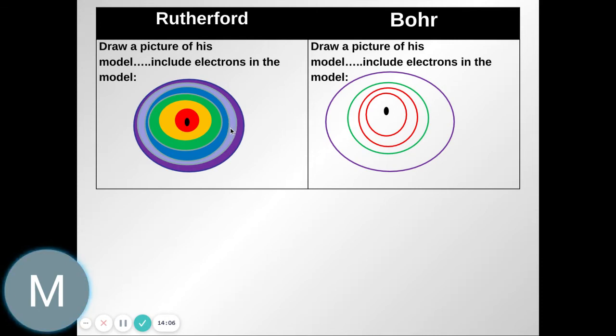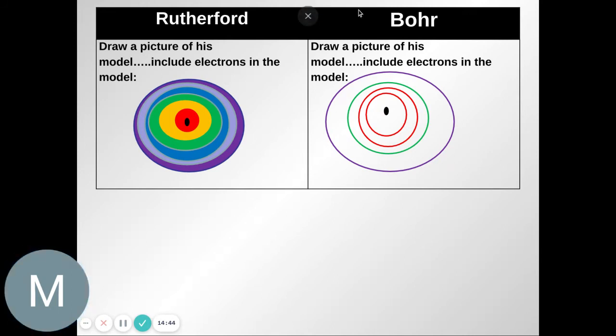If Rutherford was right, then those electrons could exist anywhere. Imagine that this red is made up of tons and tons of red rings around the nucleus that are just smushed on top of each other. The yellow or orange, tons and tons of individual rings packed right next to each other. Same thing with the green. Rutherford believed that electrons could orbit any distance from the nucleus. Okay, hit pause, draw it, whatever.